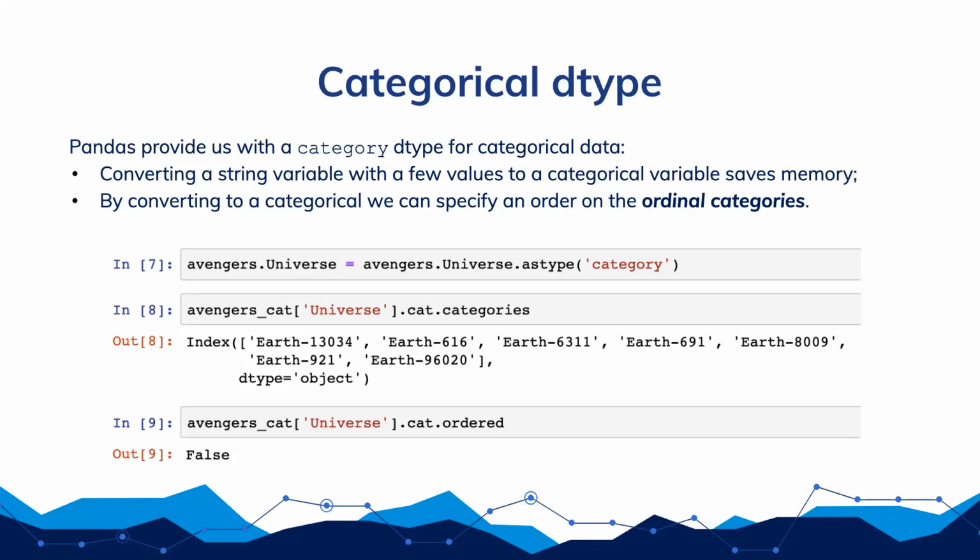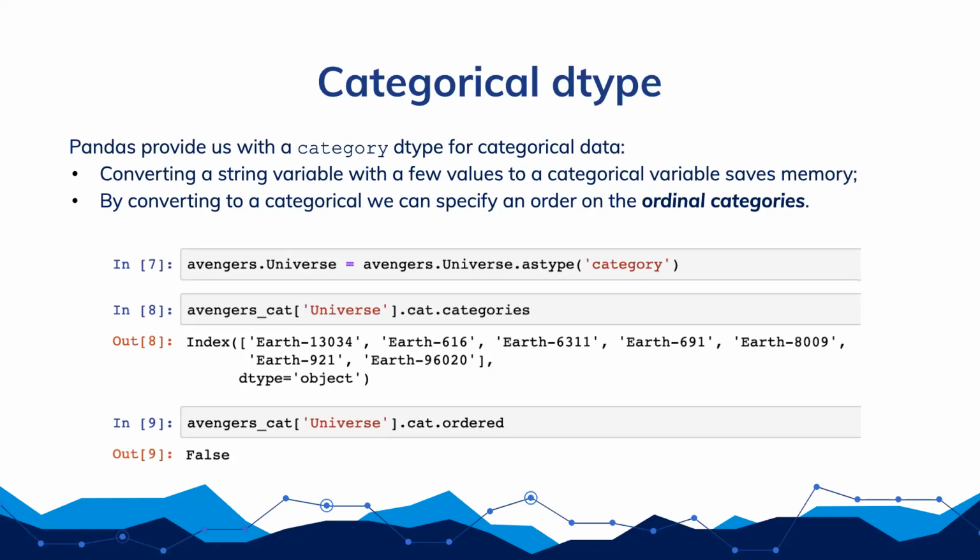So if you then write .cat, you get some extra options that you didn't have with other kinds of data types. Namely, if you write .categories, it will show you all the possible values. This is similar to .unique that you had before, which works for every single type. And also, you can check, there's a property called ordered, which will tell you if this categorical feature has an assigned order or not. In this case, it doesn't have.